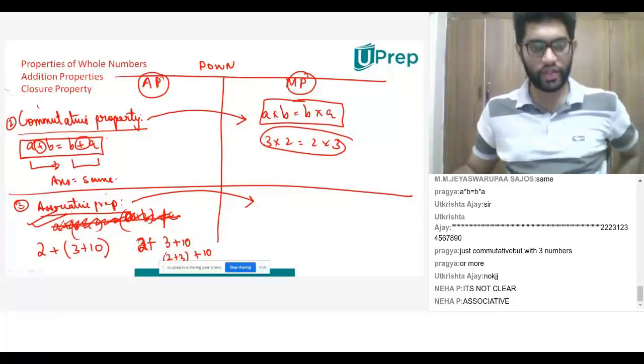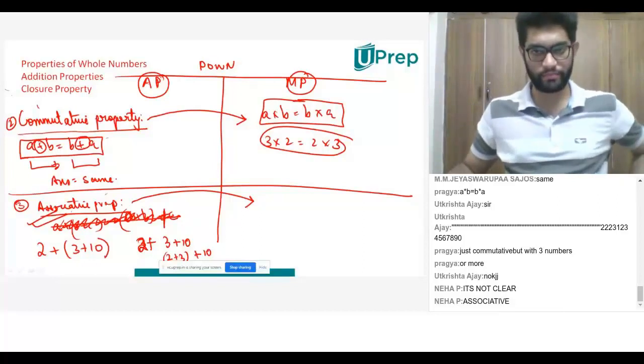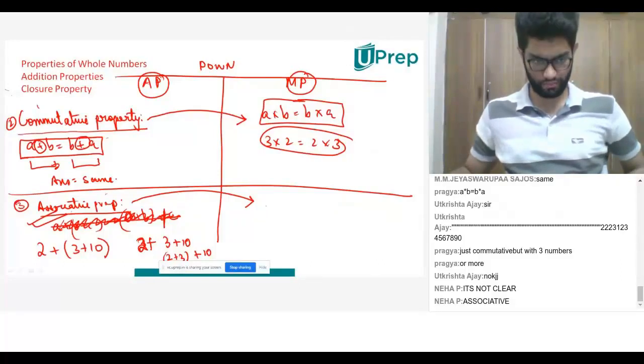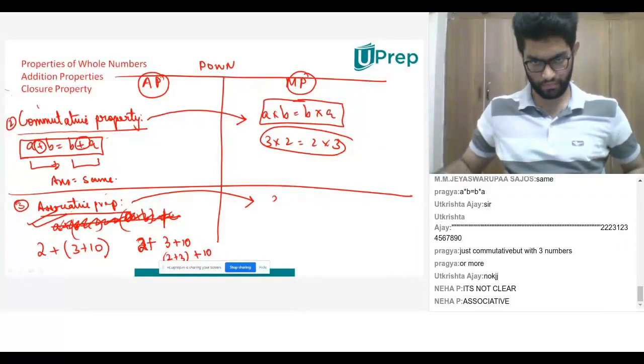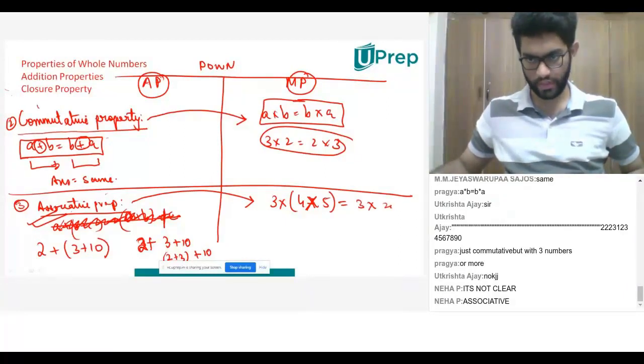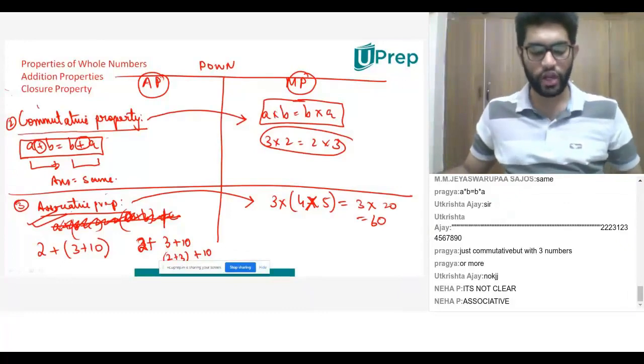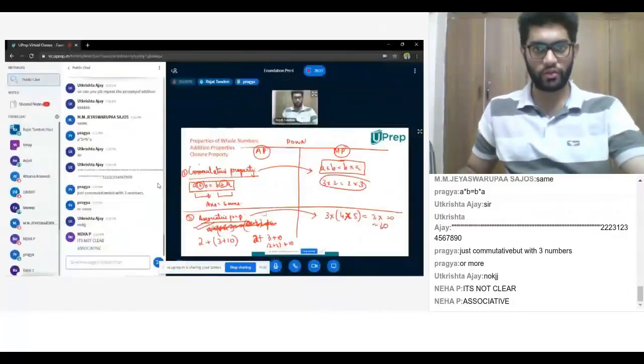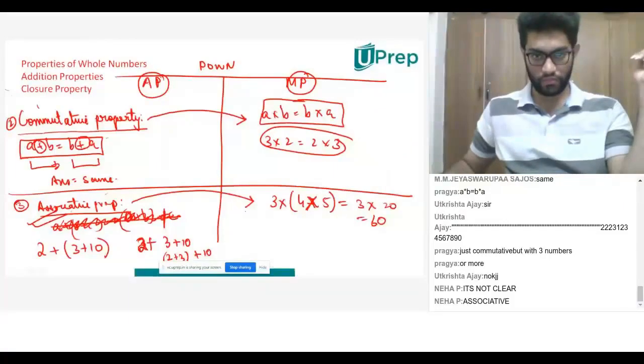Don't worry. Give me an example. Anyone with an example? Sir, the example will be 3 multiplied by bracket 4 multiplied by 5 bracket is equal to 3 multiplied by 20 is equal to 60. Yes, this is what you're saying, right? So now, Neha, for you. So it could even be with 4 or more numbers.